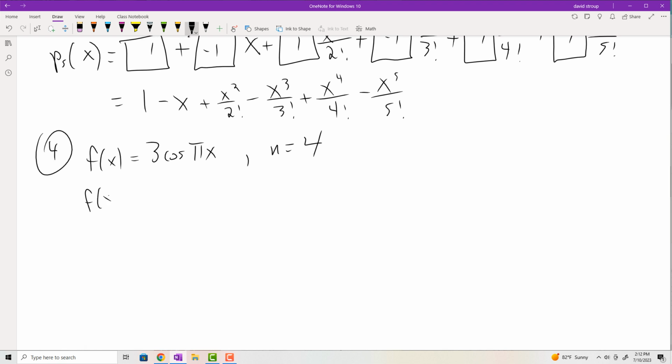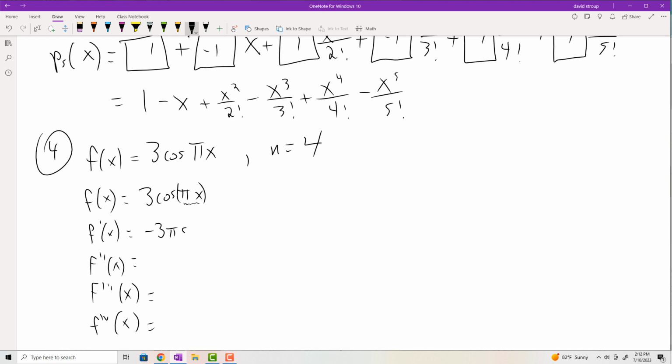So again, I have to go f of x, f prime of x, f double prime of x, f triple prime of x, and then the 4th derivative. So how well do you know how to take derivatives? The derivative of cosine is negative sine, and then I have to do a chain rule on the guts, so that'll give me a factor of pi. So it'll be negative 3 pi sine of pi x. The derivative of sine is cosine, and then from the chain rule, you get another factor of pi. So I'll have negative 3 pi squared.